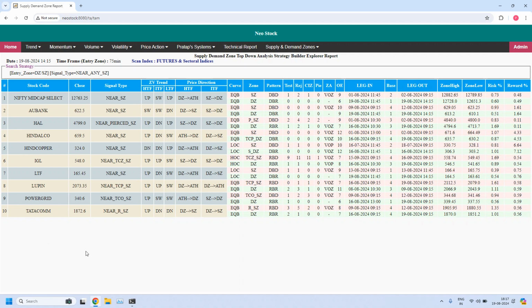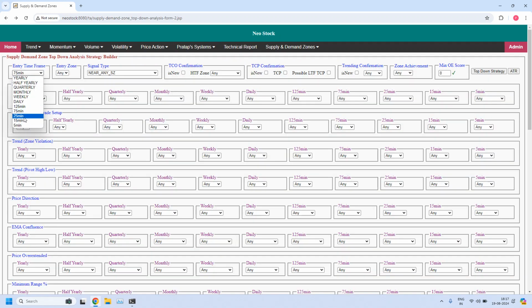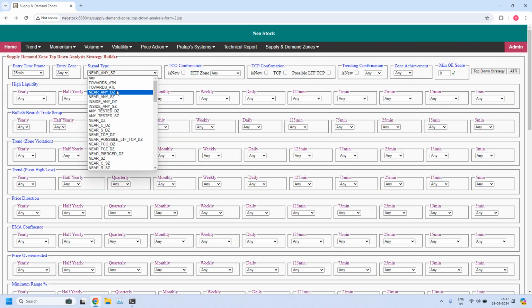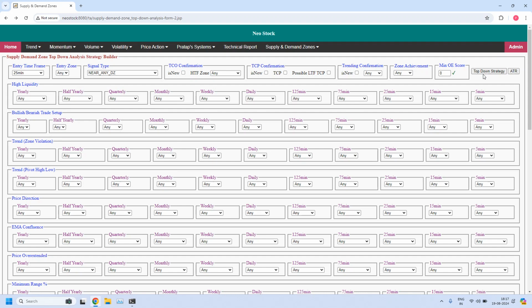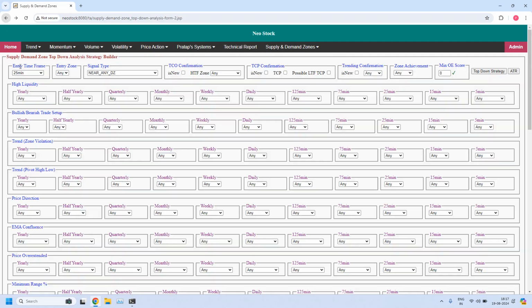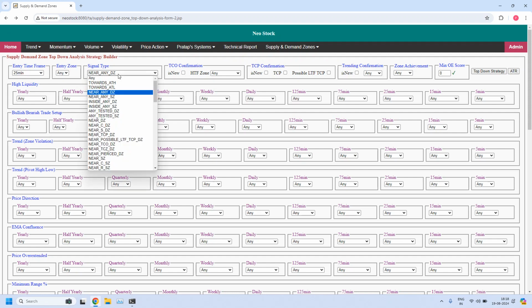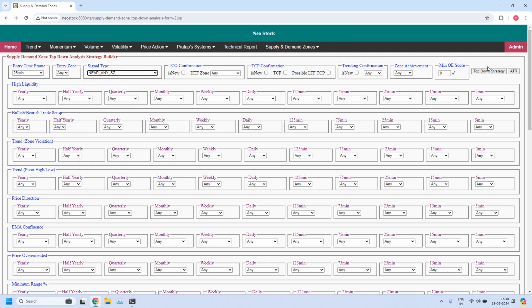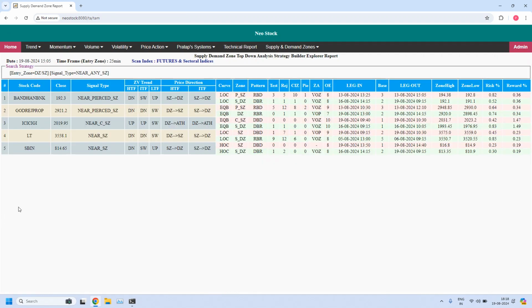So this is about high liquidity zones. So we have identified from daily and 75 minutes time frame. So the next time frame is 25 minutes. Let us find the stocks near 25 minutes demand zone. 3 stocks are filtered. Next report for 25 minutes time frame, let us find the stocks near 25 minutes supply zone. 5 stocks are filtered.